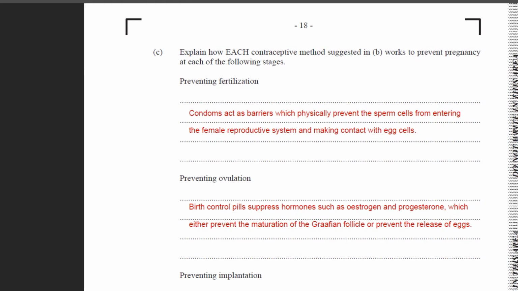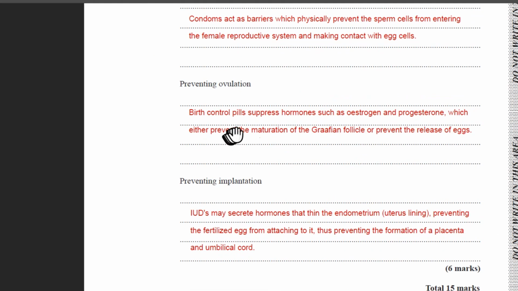But C, the next part here wants you to explain each one. So explain how each contraceptive method suggested in B works to prevent pregnancy at each of the following stages. For preventing fertilization, condoms act as barriers which physically prevent the sperm cells from entering the female reproductive system, well, the uterus and the fallopian tubes, and making contact with egg cells. To prevent ovulation, birth control pills suppress hormones such as estrogen and progesterone, which either prevent the maturation of the Graafian follicle or prevent the release of mature egg cells.